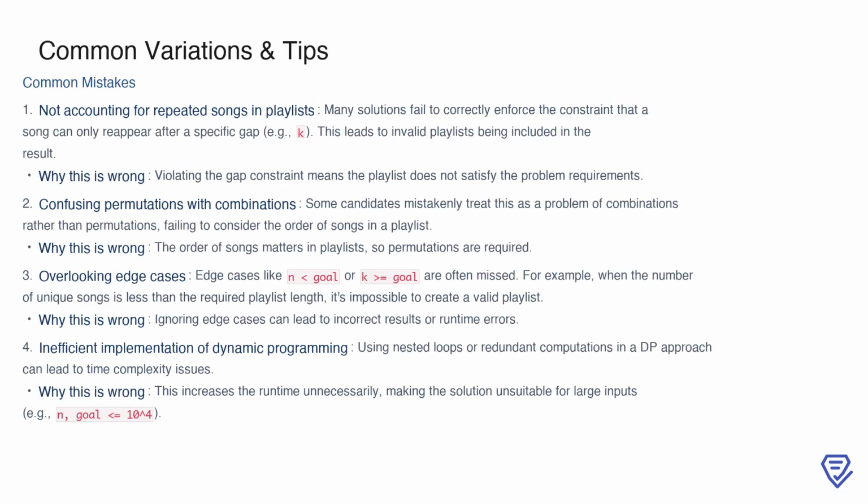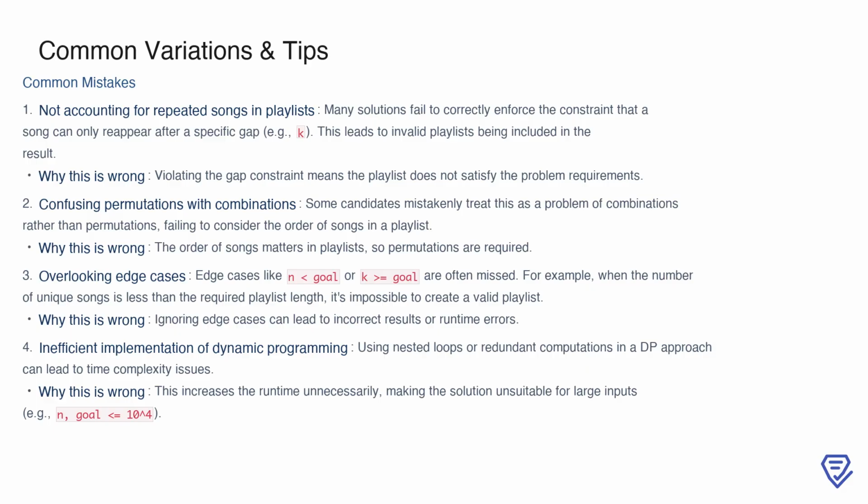When working on the number of music playlists problem, there are a few common mistakes to watch out for. First, failing to properly enforce the constraint that a song can only reappear after a specific gap, like K, will lead to invalid playlists being included in your results. This violates the problem's requirements because the playlist must respect the gap restriction.